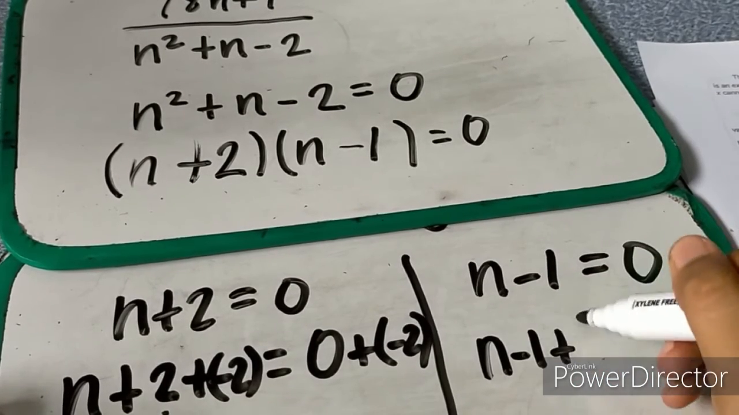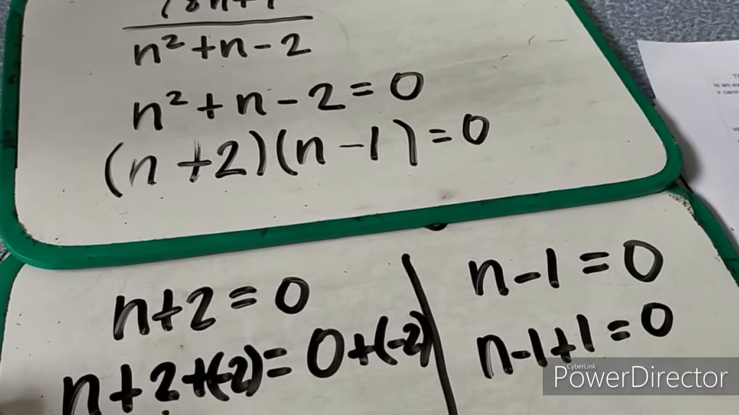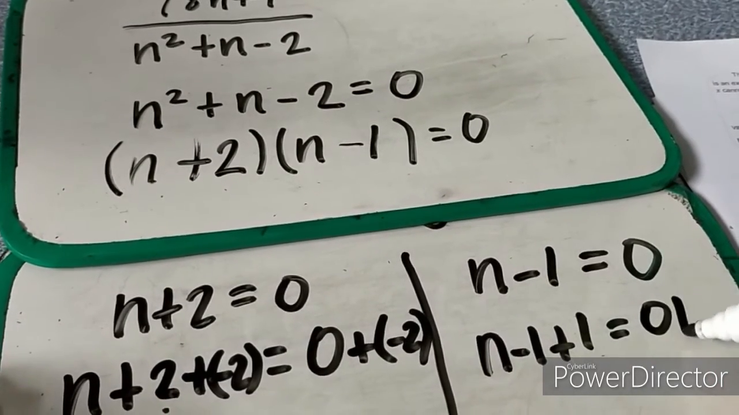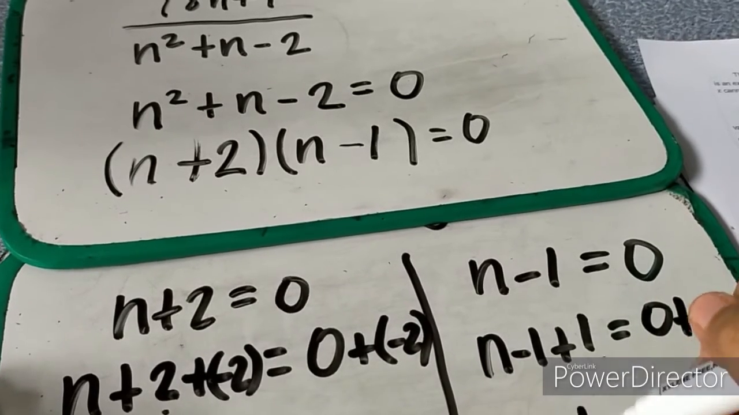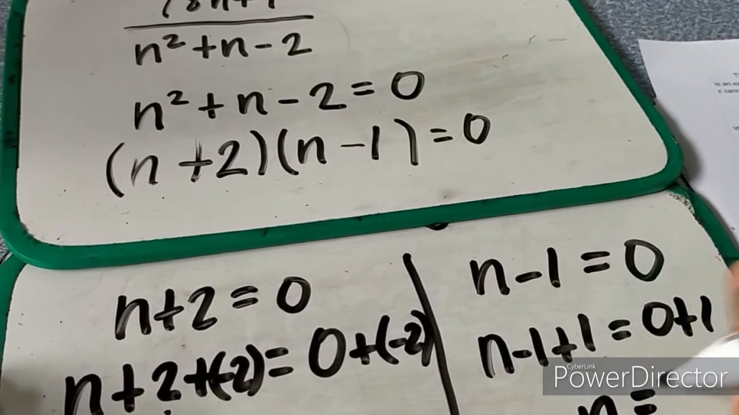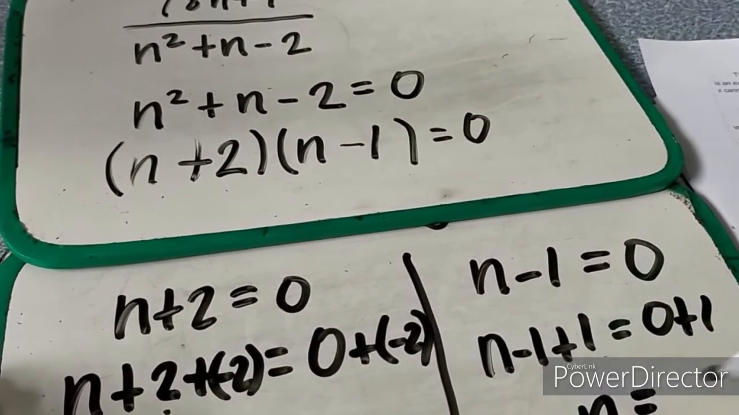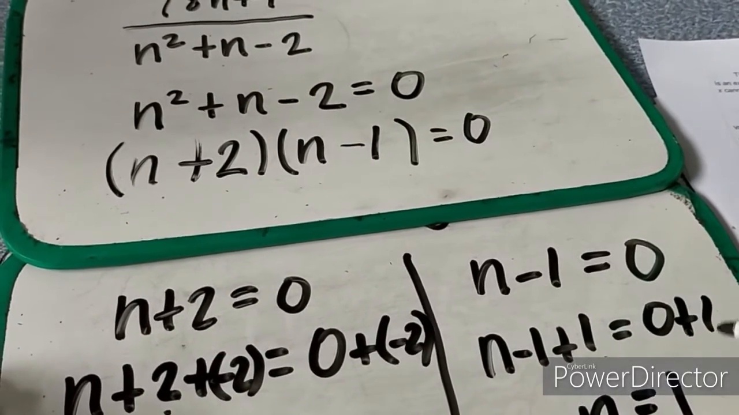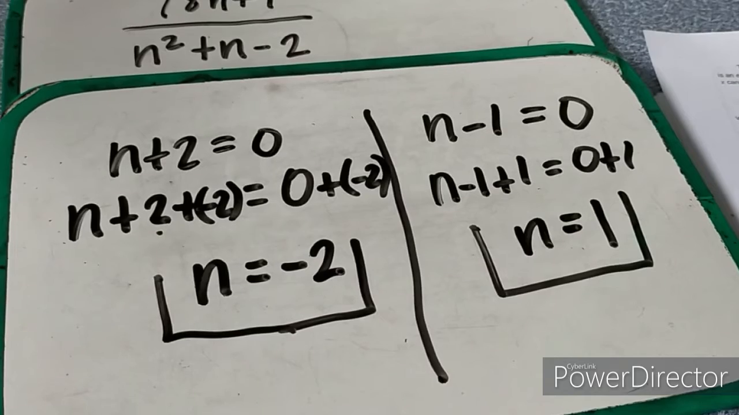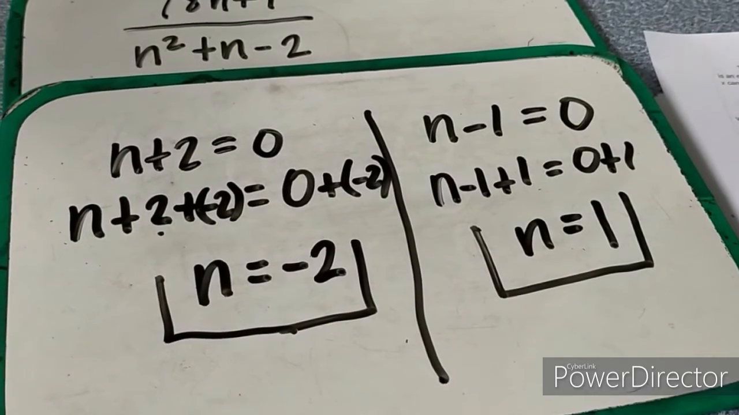N minus 1 plus 1 is equal to, again, kung anong in-add mo dito sa left side, ganun din sa other side. 0 plus 1. And negative 1 plus 1 is 0. Equals to 0 plus 1, 1. So, the other excluded value is n is equal to negative 1. So, dalawa yung ating excluded values.